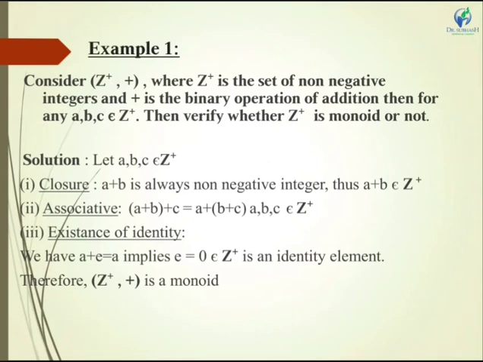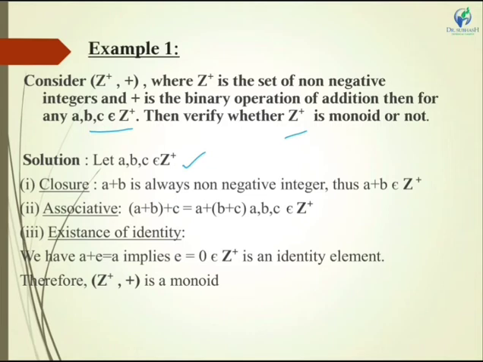Let us take one or two examples. Example 1. Consider (Z+, +), where Z+ is the set of non-negative integers and + is the binary operation of addition. Then for a, b, c belonging to Z+, verify whether Z+ is a monoid or not. First we need to take three elements from Z+, that is a set of positive integers.